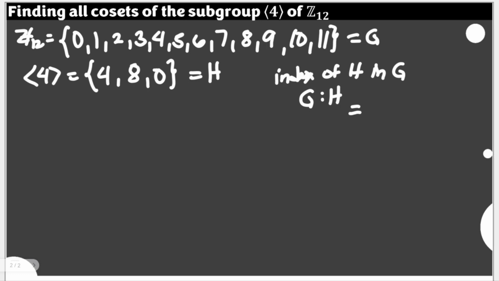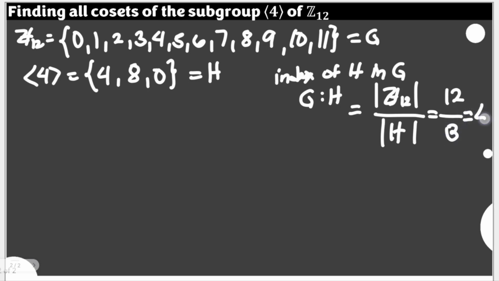So for our Z12 over our H, we have 12 because we have 12 elements, divided by the order of H, the subgroup generated by 4, which is 3. So we are expecting 4. This tells us the number of cosets for both right and left cosets. So there should be 4 left cosets and 4 right cosets. That's our hint already.